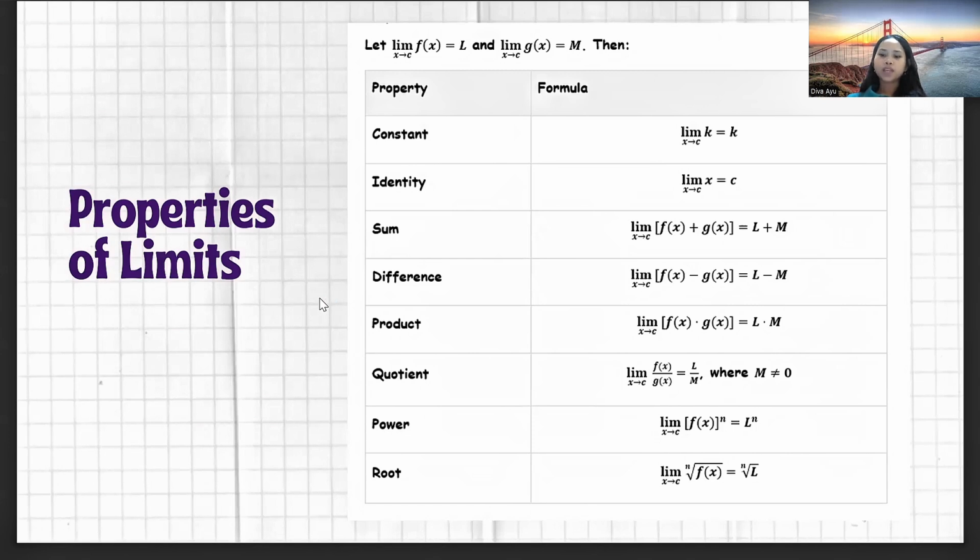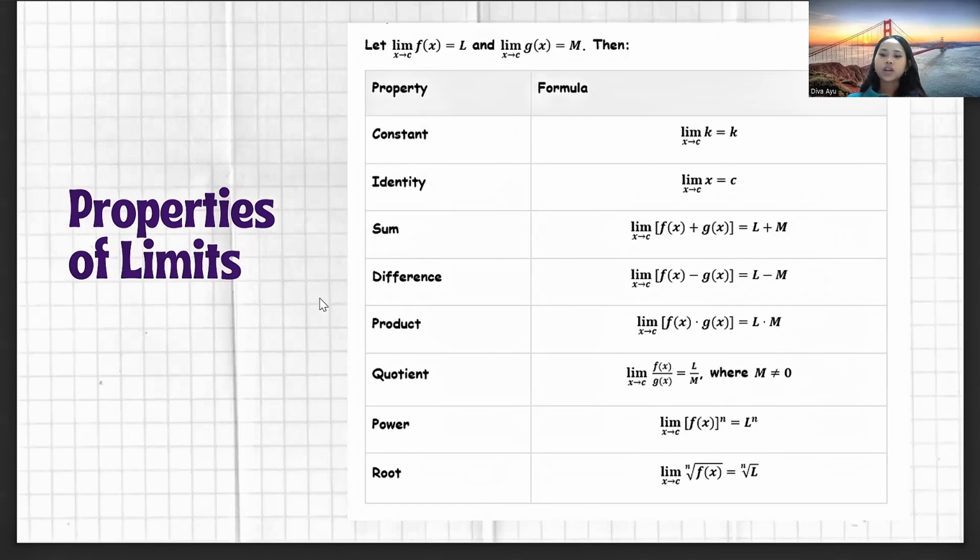The fifth property is the quotient rule. The limit of a quotient is equal to the quotient of the limits, provided that the denominator is not equal to 0. And finally, we have the power rule. This property states that we can first calculate the limit and then raise the result to the respective power. These properties are widely used because they make solving limit problems much faster and easier.